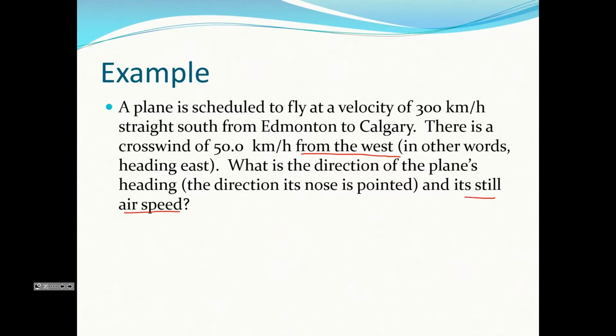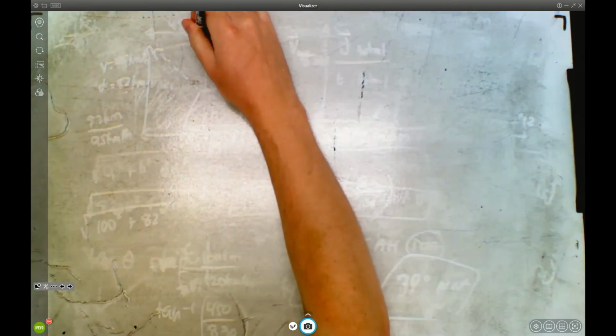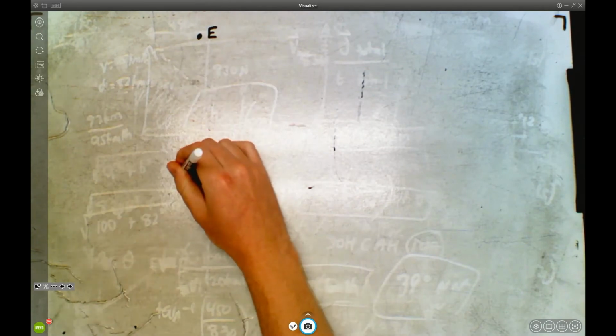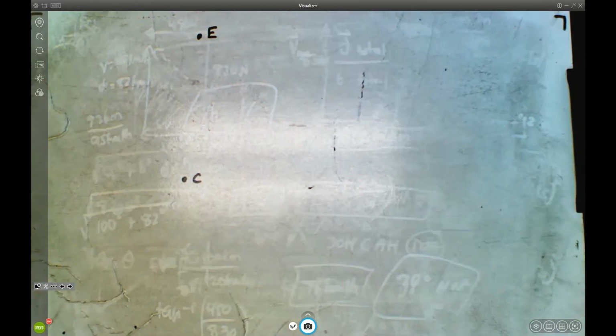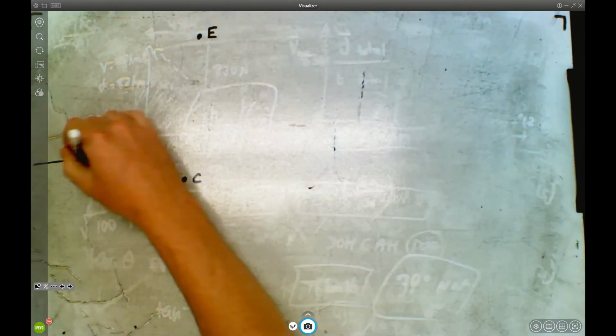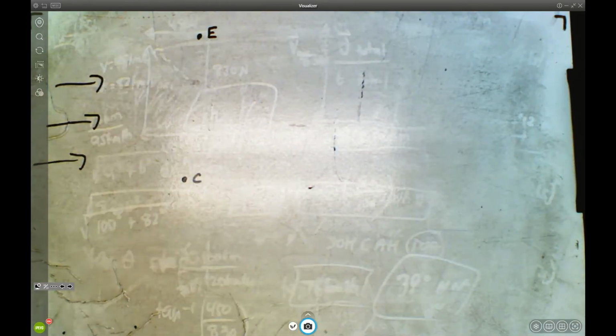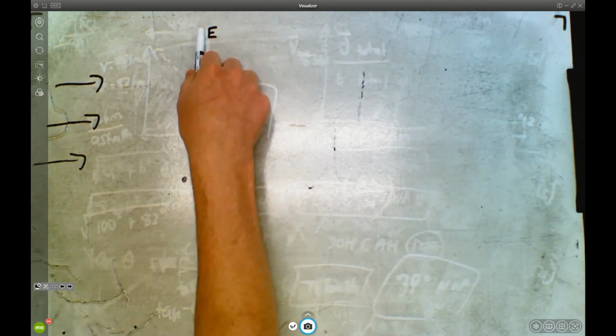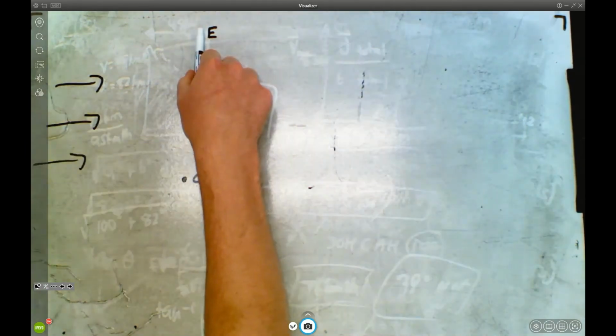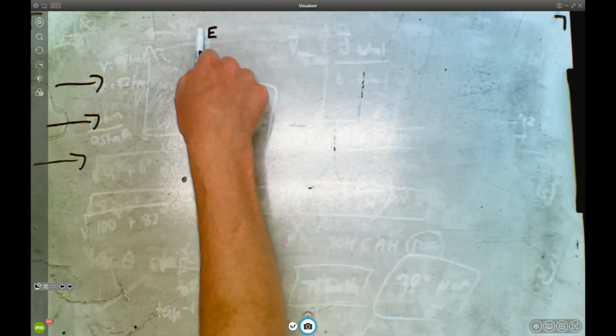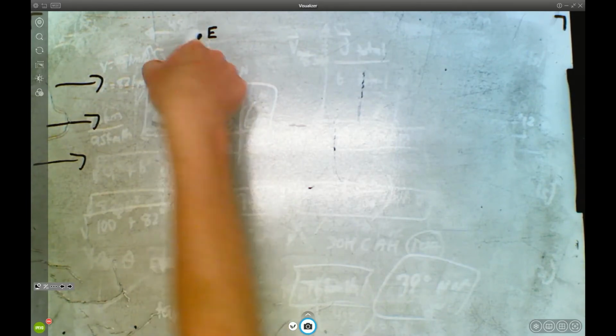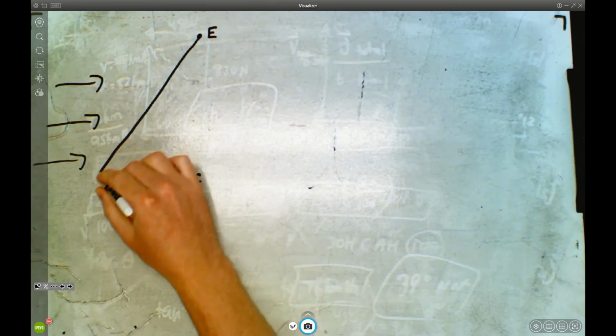So let's draw out a picture of what this would look like. Okay, so the plane is flying from Edmonton to Calgary, straight south. There's a crosswind from the west, so the wind is blowing this way. And I always like to draw on the wind before I draw my tip to tail. So it's really important that this is my plane right here. You think to yourself, well, if the wind is blowing this way, what direction do I have to head my plane? Well, I have to go into the wind like this video that we saw. So this is the direction my plane goes.